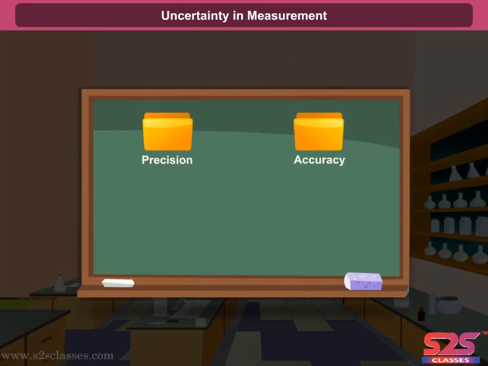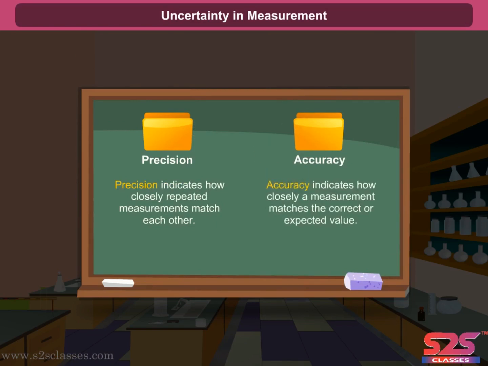Precision and accuracy are often referred to while we talk about the measurement. Precision indicates how closely repeated measurements match each other. However, accuracy indicates how closely a measurement matches the correct or expected value. A result is valid only if it is both accurate and precise.